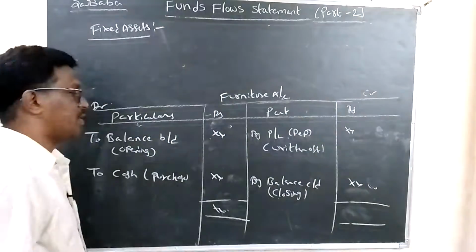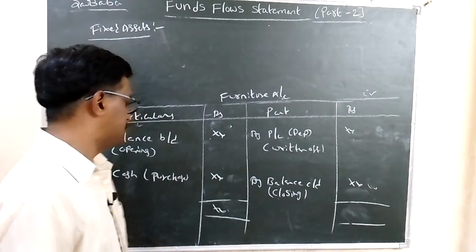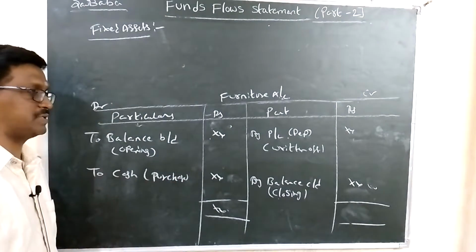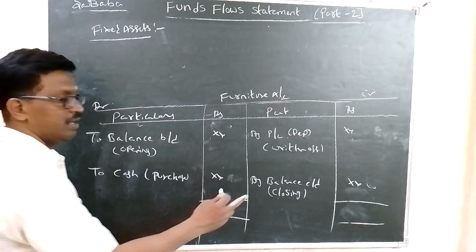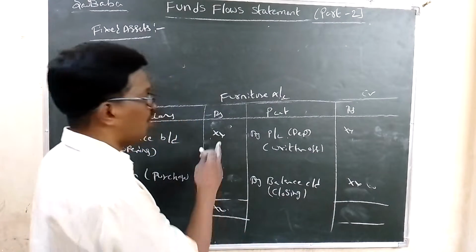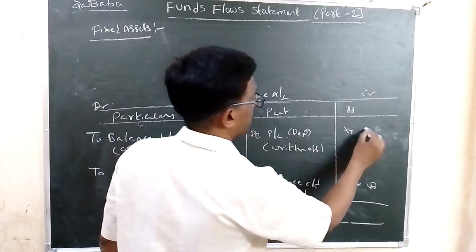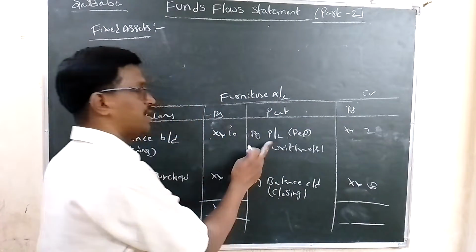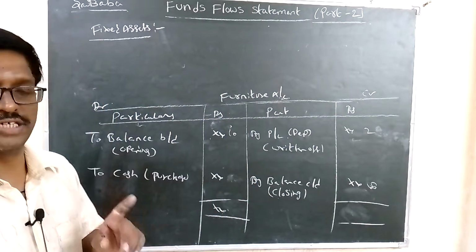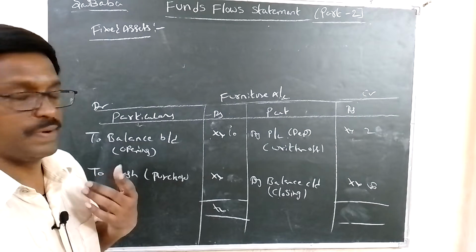Okay. If furniture increases, the amount is to cash purchase. Opening balance debit side, closing balance credit side. Opening balance 10,000, closing balance 8,000. The remaining amount is by profit and loss depreciation. The amount is shown in the adjusted P&L account debit side as depreciation on furniture.